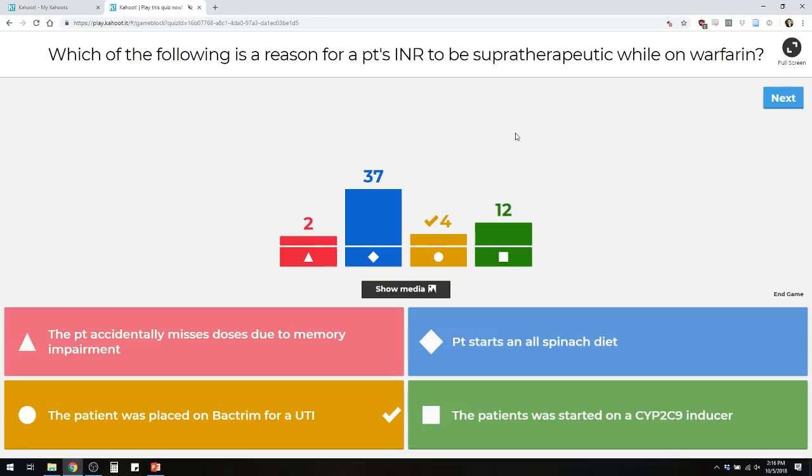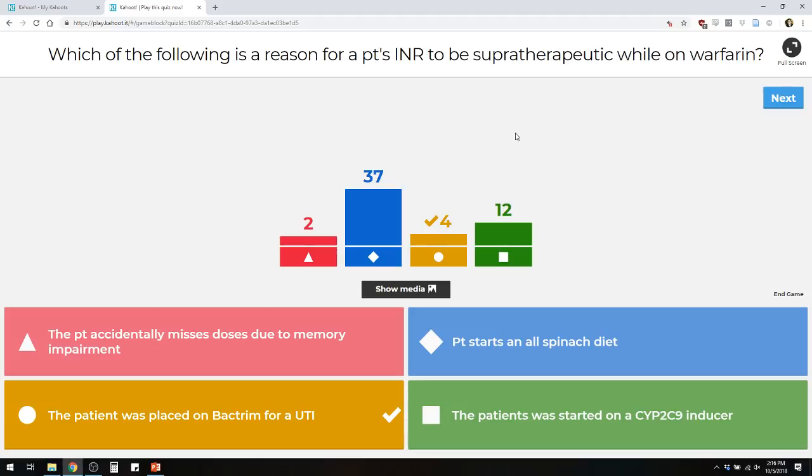No, all right. So we're looking for the INR to be supratherapeutic, right? So that means above the range you're shooting for, which is set for most patients, like AFib, prevention of clots, 2 to 3 is the range you're shooting for, right? So what would be things that would increase that? Okay, let's look at it. The patient misses doses. No, if they were missing doses, they'd be subtherapeutic.